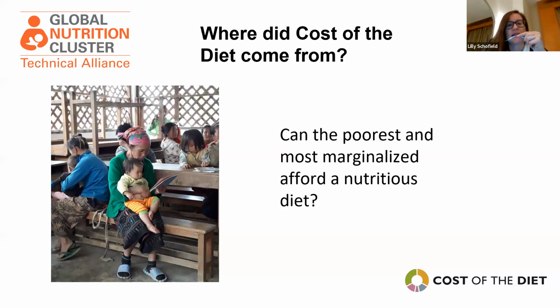So where did Cost of the Diet come from? Why did Save the Children develop Cost of the Diet as a tool? It really came from wanting to answer this question: can the poorest and most marginalized communities and families that we work with afford nutritious diets? Social behavior change communication and nutrition education are well and good, but can people actually economically afford to follow that advice that we give them? Next slide.